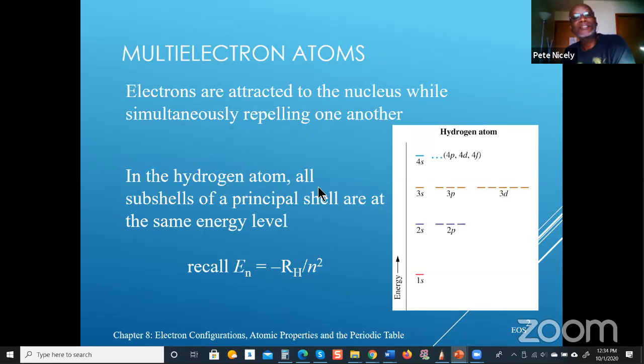And here's the important point I want to make that you should keep in mind when we look at the multi-electron atom situation. In the hydrogen atom, all the subshells of the principal shell are at the same energy level. So for example, in the second shell, the 2s orbital and the 2p orbitals have the same energy. In the third shell, the 3s, 3p, and 3d orbitals have the same energy, and the same will be true for the 4s, 5s, etc. All right? So that's what happens in the case of the hydrogen atom.